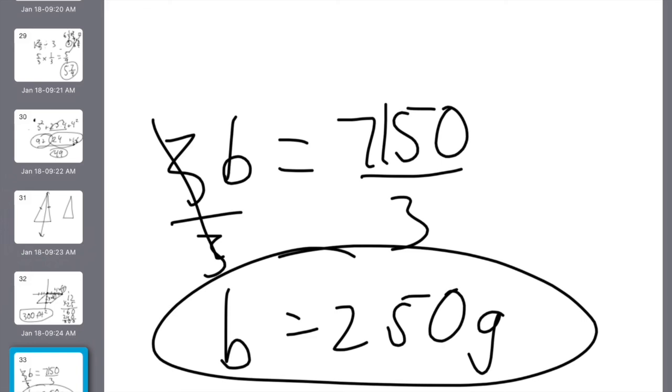It is 250 grams. We are going to start to get these algebra problems all the time. All right, we got all 30 problems done.